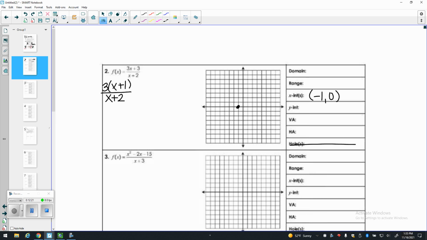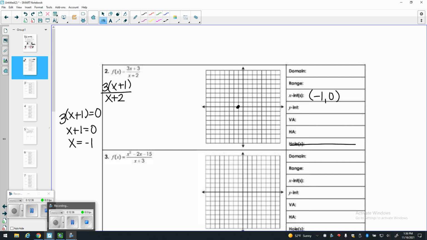Okay. Set your numerator equal to 0. So you have 3 times x plus 1 equals 0. Well, I have to divide by 3 to get rid of it, yes? So then I have x plus 1 equals 0. And then I would subtract 1 to get negative 1.